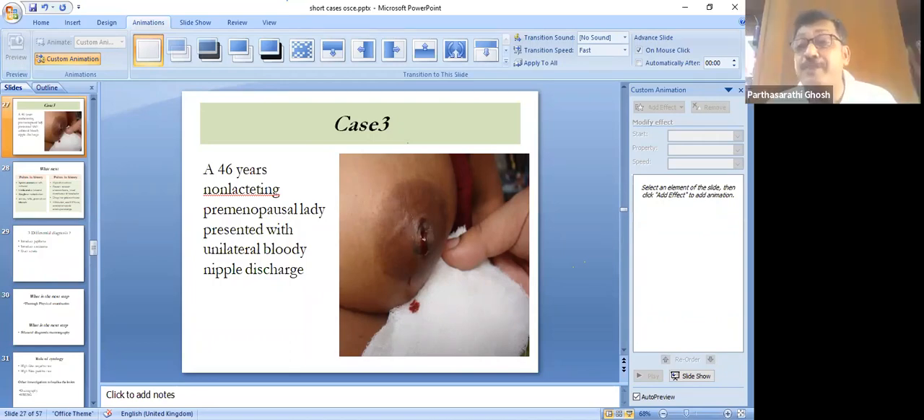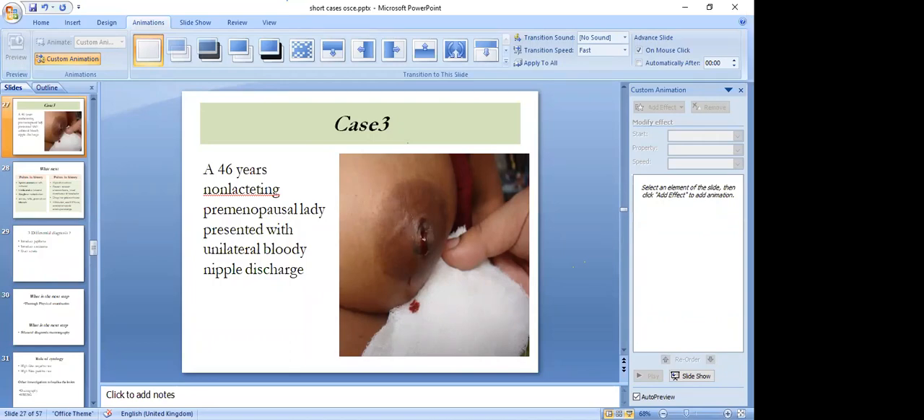How to take the history properly? So in case of nipple discharge, we'll ask the patient about unilaterality and bilaterality. Here it is mentioned that it is a unilateral bloody discharge. We will check whether it is spontaneous or comes out on pressing. Unilateral bloody discharge, most likely it will be associated with a malignant condition, sir, and not a benign cause.